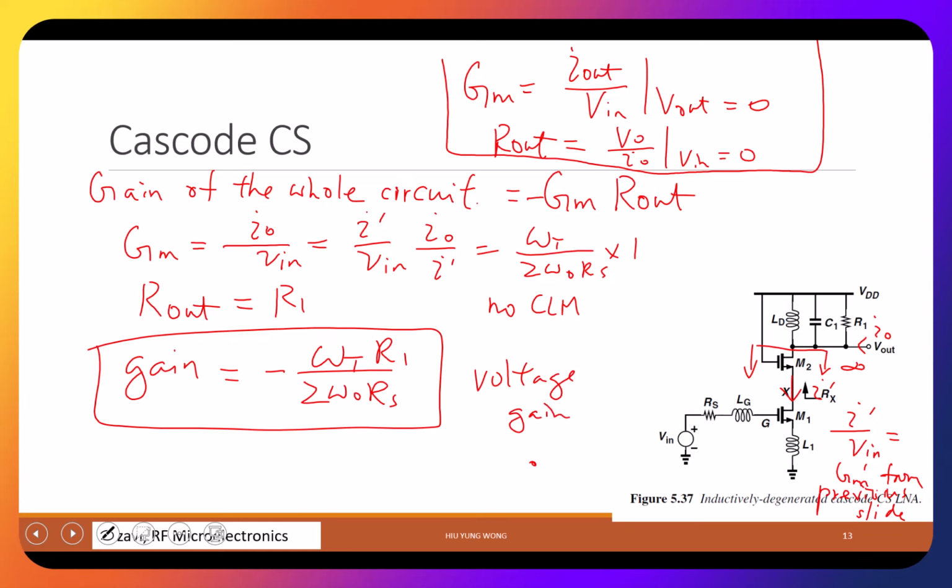I confused you, but let's step back. All I'm doing is trying to find the total gain of this circuit. I already know the GM from here to here, and I can easily see that the current gain from here to here is about 1. So I know the GM from the input to the output, and negative GM times R out will give me the gain of this circuit.